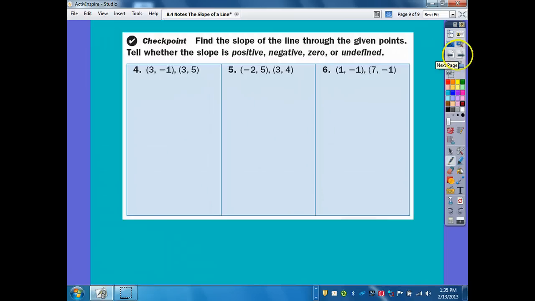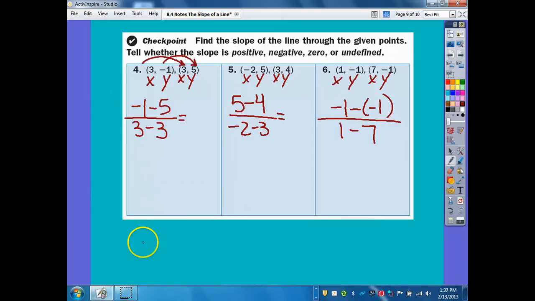All right, last one. Get your answers for these, and we'll see if they match mine. All right, so you write them out, y minus y over x minus x. This is what they'll look like if you go from left to right. What does this one simplify to? 1 minus 5 is? Over? Zero. Do I leave my answer like that? No. No, you have to write undefined for your answer.